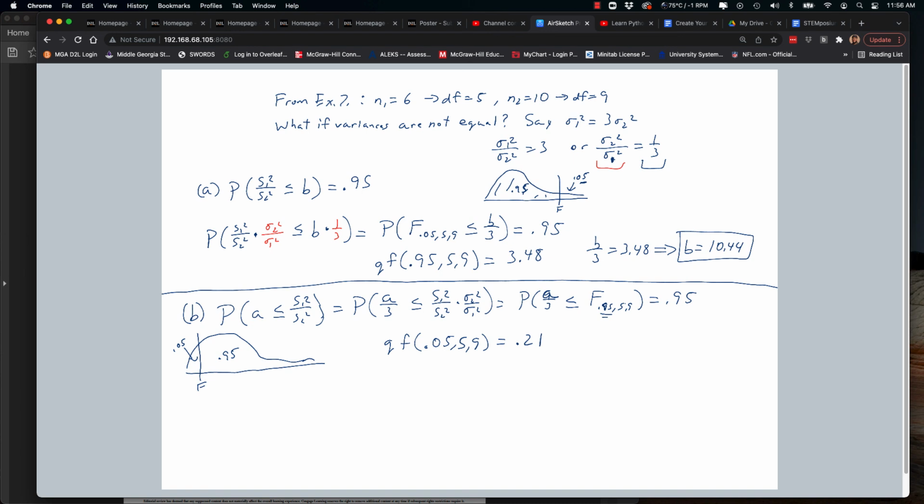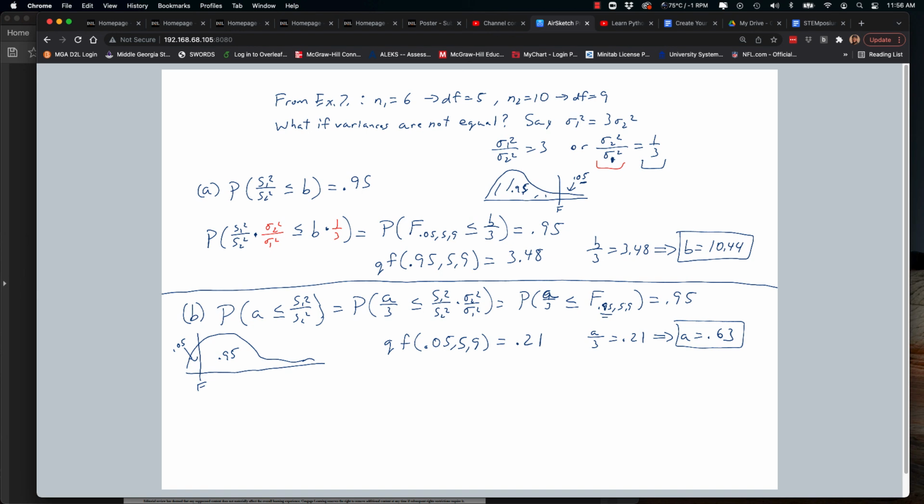So the alpha actually equals 0.95, but we want the area to the left in the function. So that equals 0.21, and again we can take a over 3 as supposed to be equivalent to 0.21. So solving for a, we get that a equals 0.63. And so if you use R, this is a pretty quick procedure.